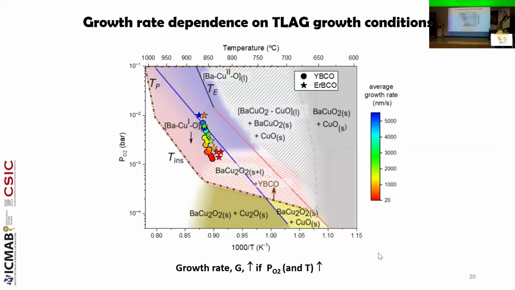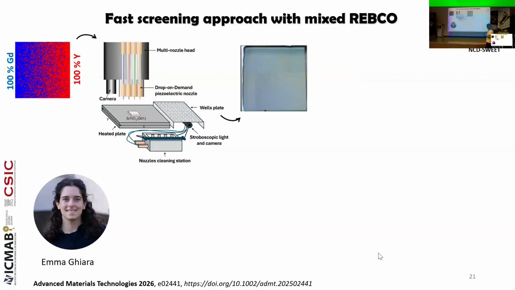And of course, we could calculate the growth rate dependence on the growth parameters. It is plotted here for YBCO and erbium BCO. And it is easy to see here that the growth rate increases with increasing oxygen pressure and temperature. It ranges from 20 to more than 5,000 nanometers per second. So, of course, for one rare earth composition, our experiments are very well suited and they are quite fast.